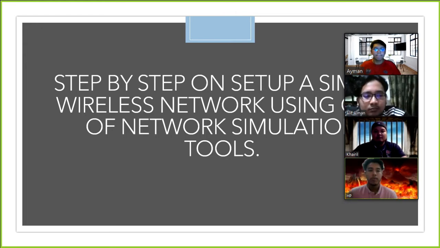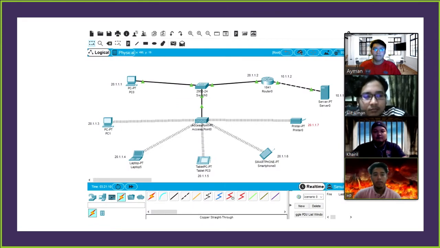So, I will explain the steps on how to set up a wireless network. Copper crossover was used to connect Router 0 to Server 0. Copper straight-through was used to connect PC0 to Switch 0 and Switch 0 to Router 0. Automatically choose connection type was used to connect the access point to Switch 0. All devices, which are PC1, laptop, tablet, smartphone and printer, will connect to the access point wirelessly. Next, Aiman will tell how to share files between PCs in a network.